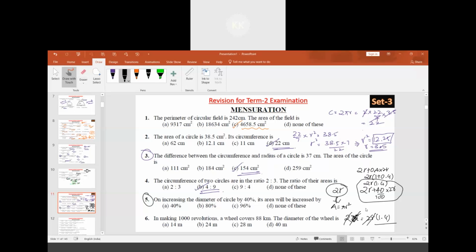To go about this question, we can take r as one value, sir. Suppose 7. We have to take a value, then increase it by 40%. According to that, we get a value by increasing 40%, and we have to assume the answer like that only.